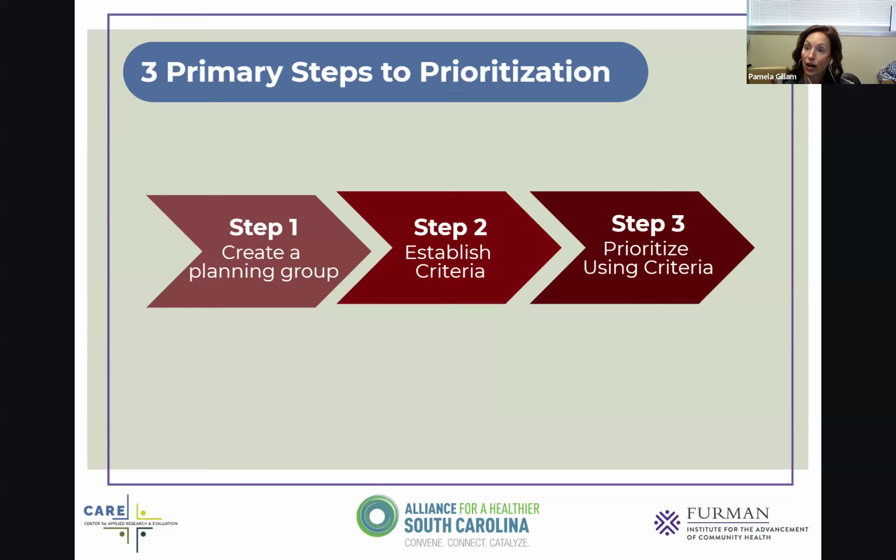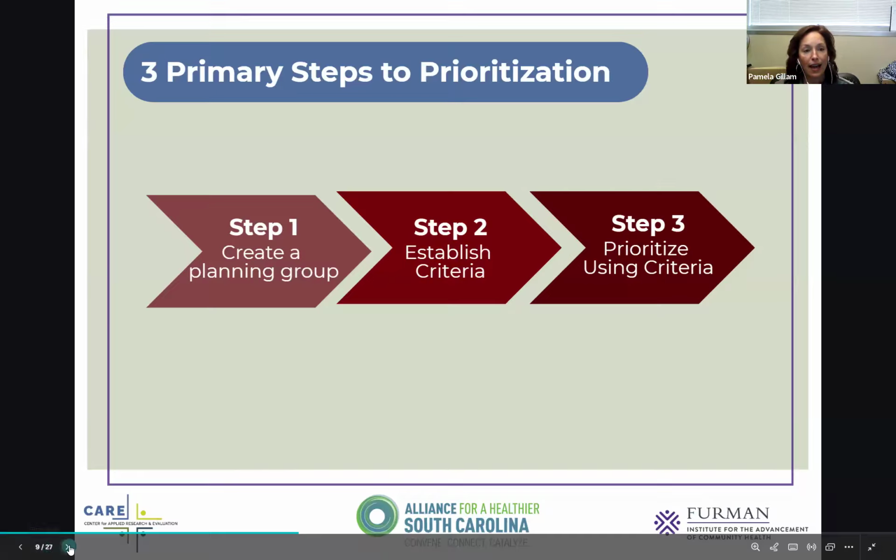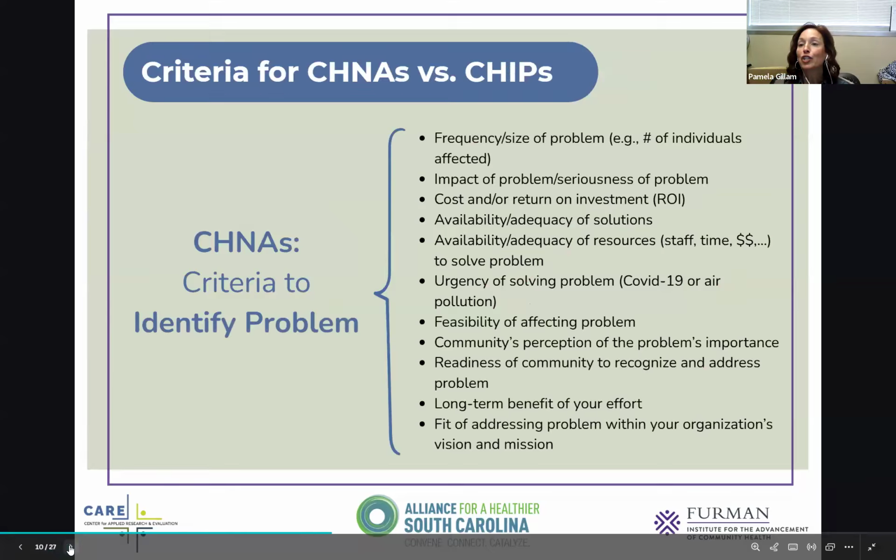Second step, establish criteria. What are the standards you're going to use as part of the prioritization process? And then step 3 is to prioritize. So let's look at the laundry list of criteria that you could choose from.